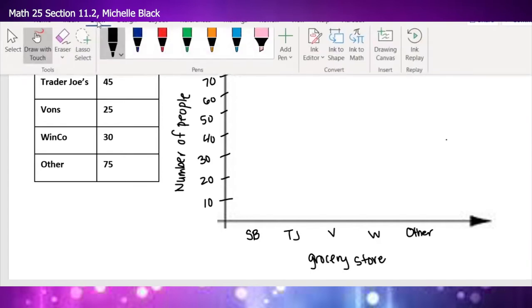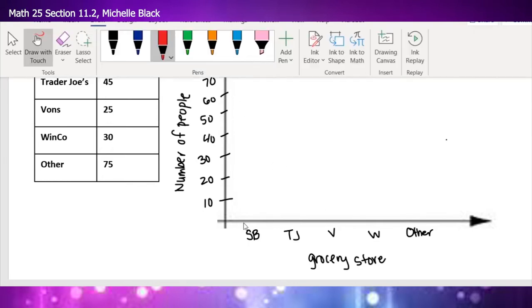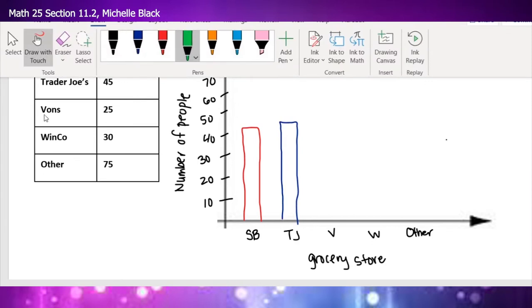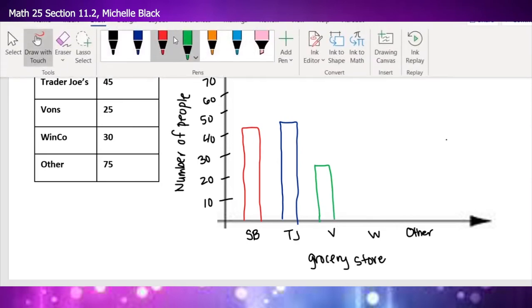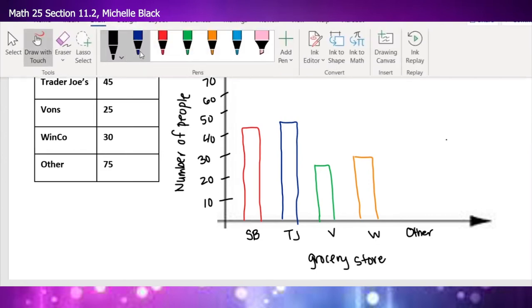Now all we need to do is draw corresponding vertical bars to match the height that goes with the frequency. So for Stater Brothers, 42 people said they shopped there in the last month. Trader Joe's had 45. Vons, only 25. Winco had 30. And for Other, we have 75. Oops, I should have made my vertical axis go up to 80. So for Other, we have 75.